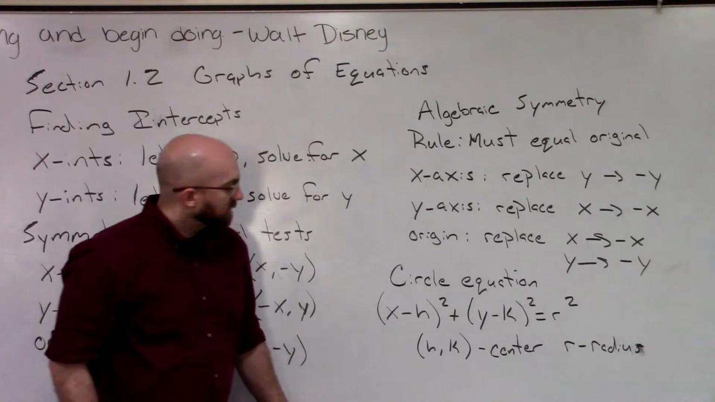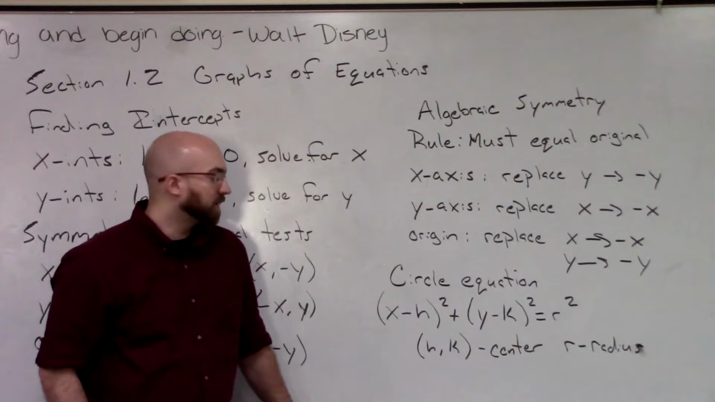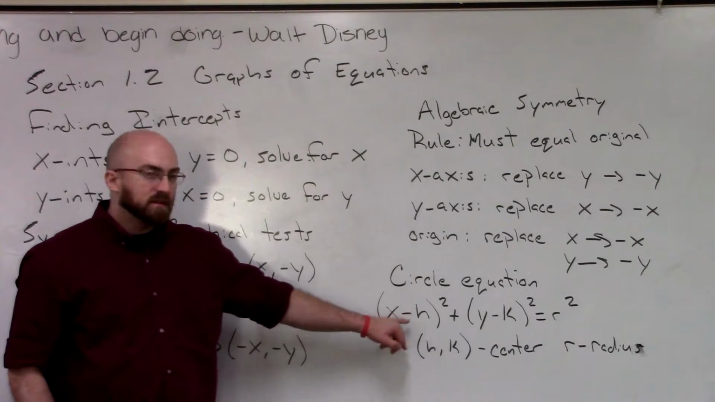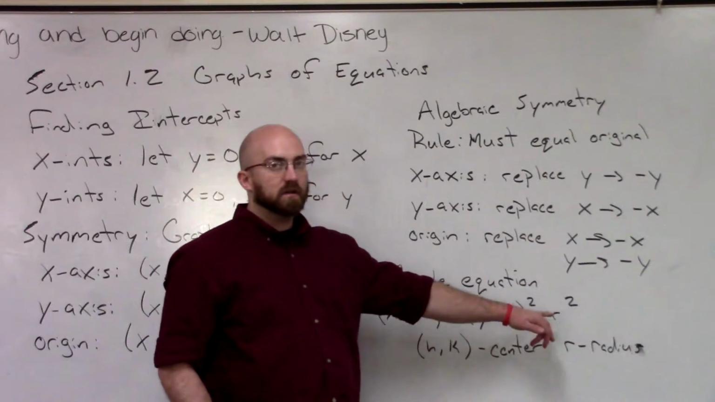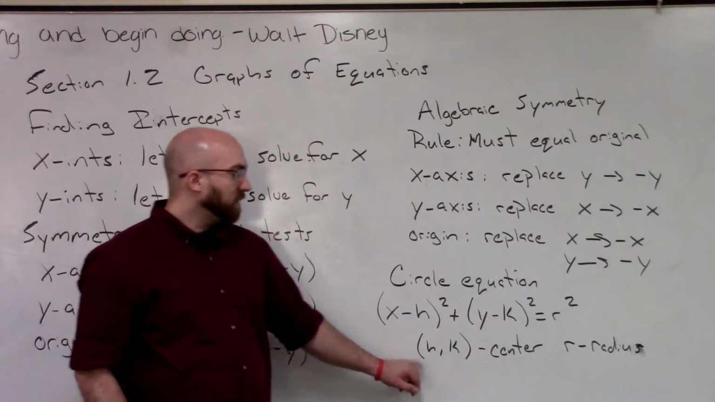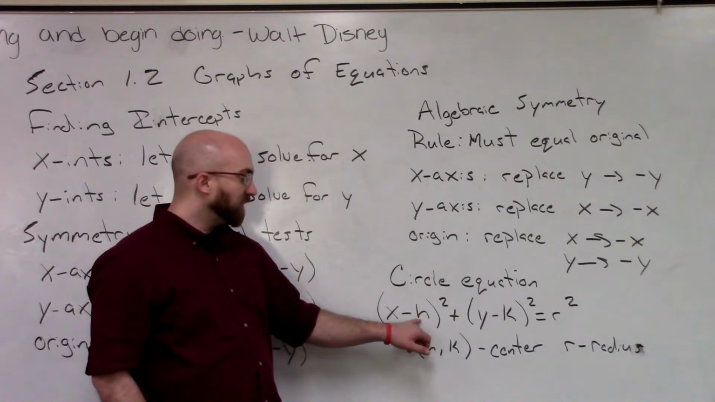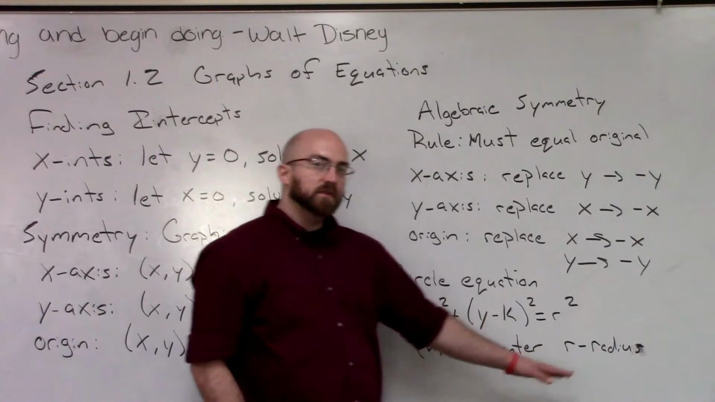One section that I've noticed students haven't learned by the time they got to PreCalc is the standard equation of a circle. It is x minus h squared plus y minus k squared equals r squared, where h and k are the center, and you notice how they're flipped signs here. It's the negative h here, but it's just positive h here. And then r is the radius of the circle.